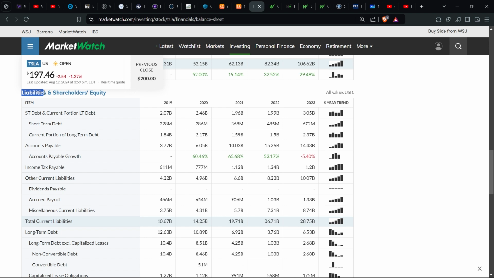All right. So liabilities. Just like in the assets part, there are current and non-current liabilities. This part is the current liabilities. So let's go over them. Short-term debt and current portion of long-term debt.